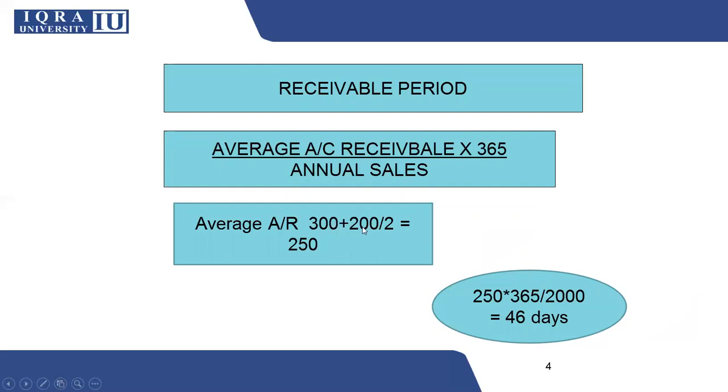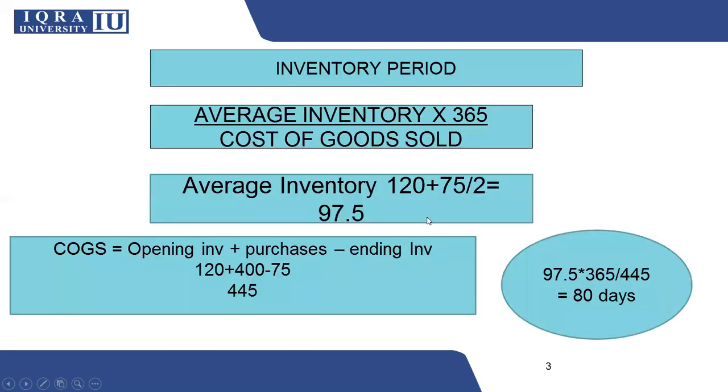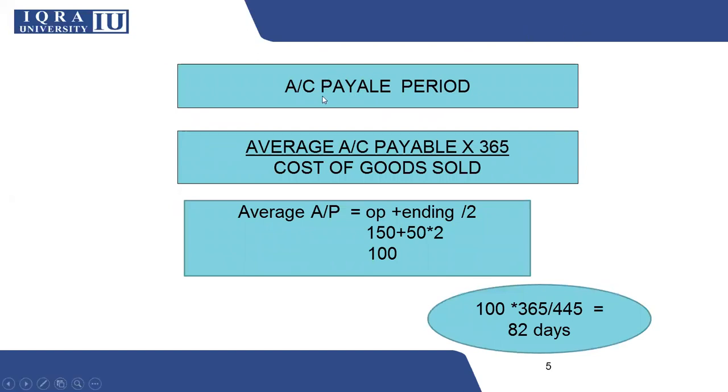It is possible that opening and ending are not given in sequence, so it doesn't make any difference. Your actual work is simply to add these two and divide by 2. So the average is 250, multiplied by 365 days as required by the formula and divided by annual sales, which is given in the question as 2000. So 46 days. This calculation shows that in 46 days you are able to collect receivables from your customers.